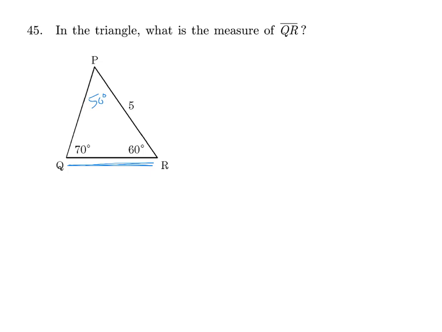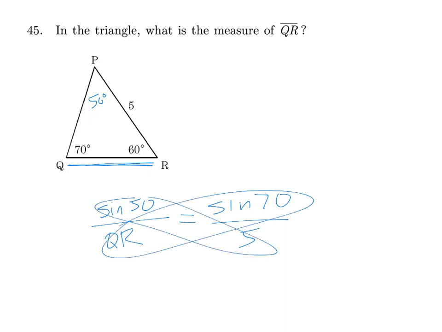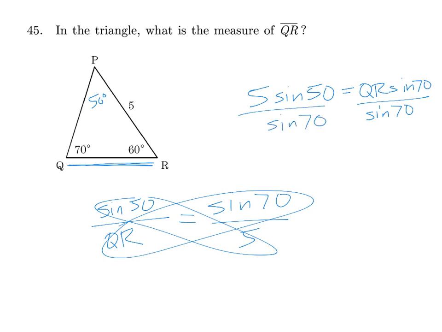So it's going to be sine of 50 over QR, which is equal to sine of 70 over 5. All right, so solving for QR, what do you get? So I'm going to have 5 sine of 50 is equal to QR times sine of 70, divided by sine of 70. Alright, so that's it then.